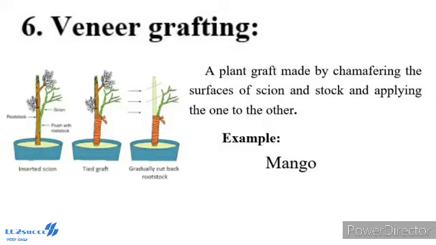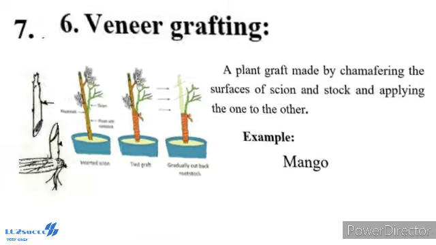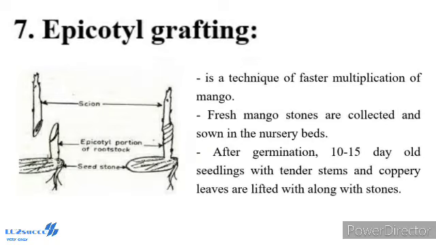Another type of grafting, veneer grafting. Veneer grafting means a plant graft made by chamfering the surface of the scion and stalk and applying one to another. Example, mango.